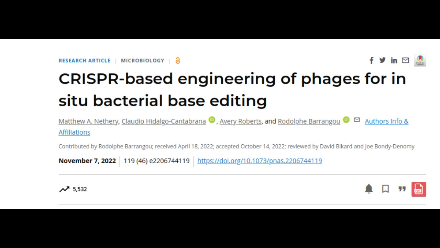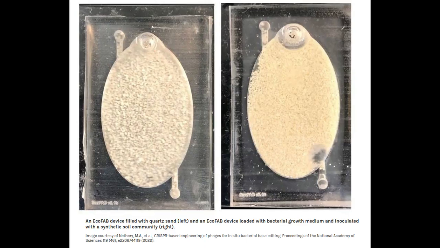Their DNA hijacks the host cell, forcing it to produce more copies of the phage until the cell bursts and releases thousands of new phages. In this study, researchers engineered a phage's DNA by introducing modified CRISPR-Cas machinery genes. This machinery uses a bacterial immune system as a genome editing tool. With this technology, the scientists precisely modified a bacterial host genome within a miniaturized laboratory microbial ecosystem called EcoFab.